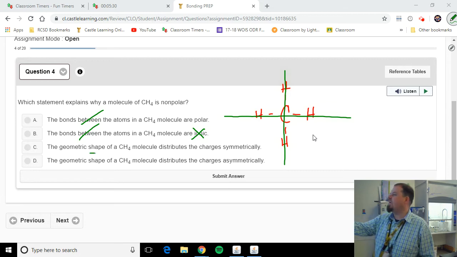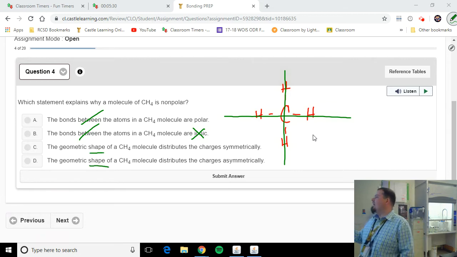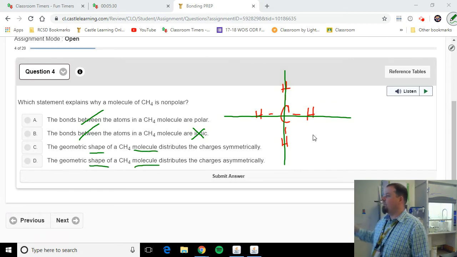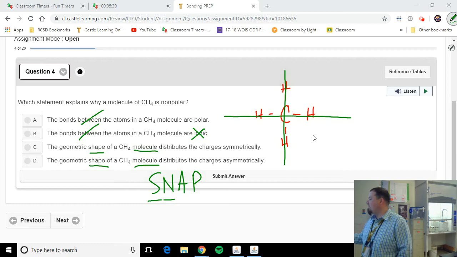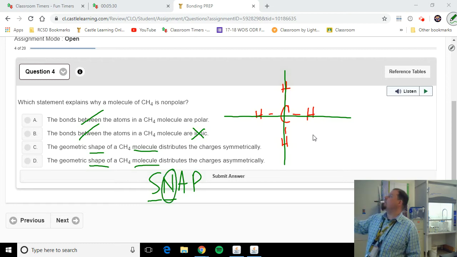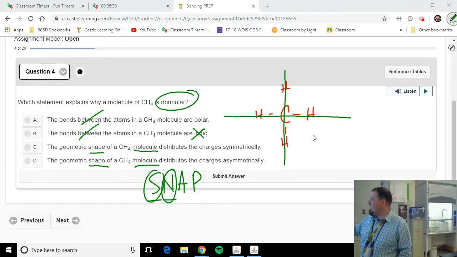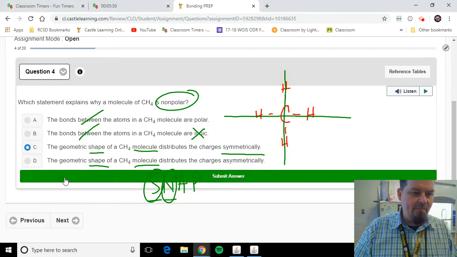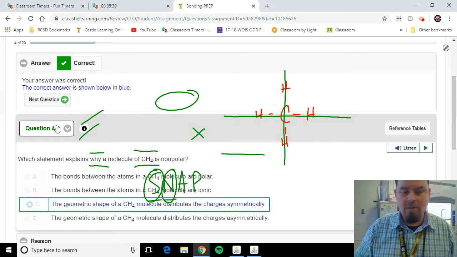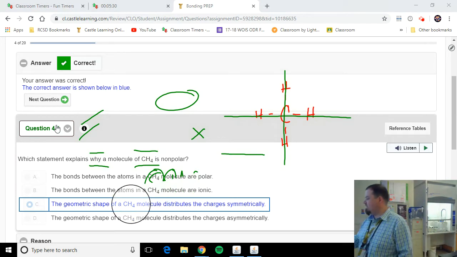Now we're getting into the shape. And shape goes along with molecule, which we want. And then we also know this, ready? SNAP. Symmetrical is nonpolar. So it's telling me, why is it nonpolar? I need to find the S, which is symmetrical, right there. It's nonpolar because it's symmetrical. And that SNAP just bought me a question. So here we go. SNAP, symmetrical is nonpolar. And check it, we got it right.